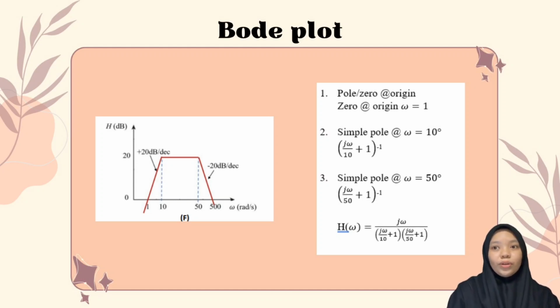So to conclude, we systematically derive the transfer function by analyzing the Bode plot. Each part of the plot guided us to identify the zero and poles. This method ensures a clear and accurate determination of the system transfer function.